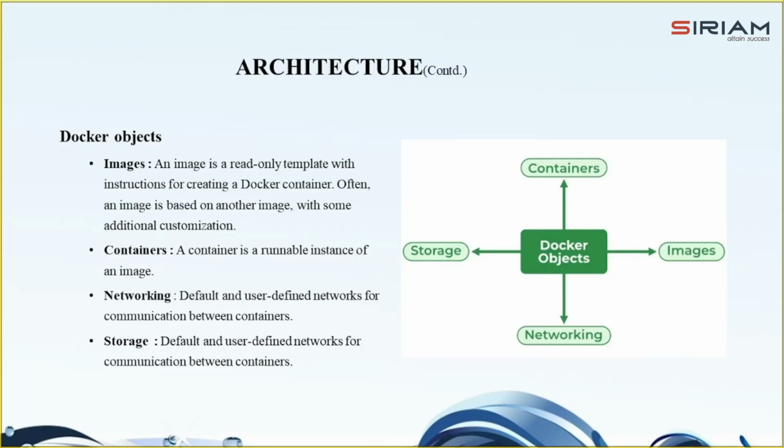And if we talk about the networking Docker object component, Docker lets containers talk to each other using networks. It's like setting up virtual phone lines between them. There are default networks that Docker sets up automatically, and you can also create your own custom networks. Different types of networks have different features, like allowing containers to communicate across different hosts or removing the need for port forwarding. So that depends upon your requirements.